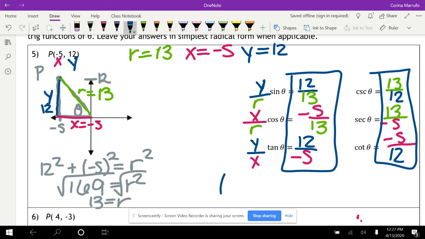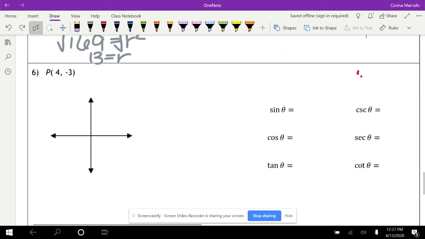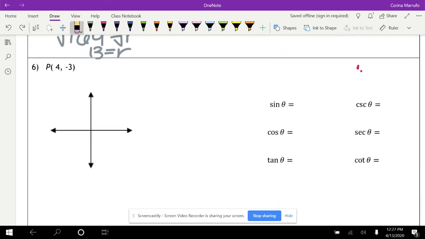Let's go ahead and try out the next one. Okay, so here we have our point 4, -3. So we're going to do the same thing. We're going to graph it, so we go 4 to the right. So this is 4. And then we're going to go down 3. So 1, 2, 3, and say this is 3 here. So here is our point P.